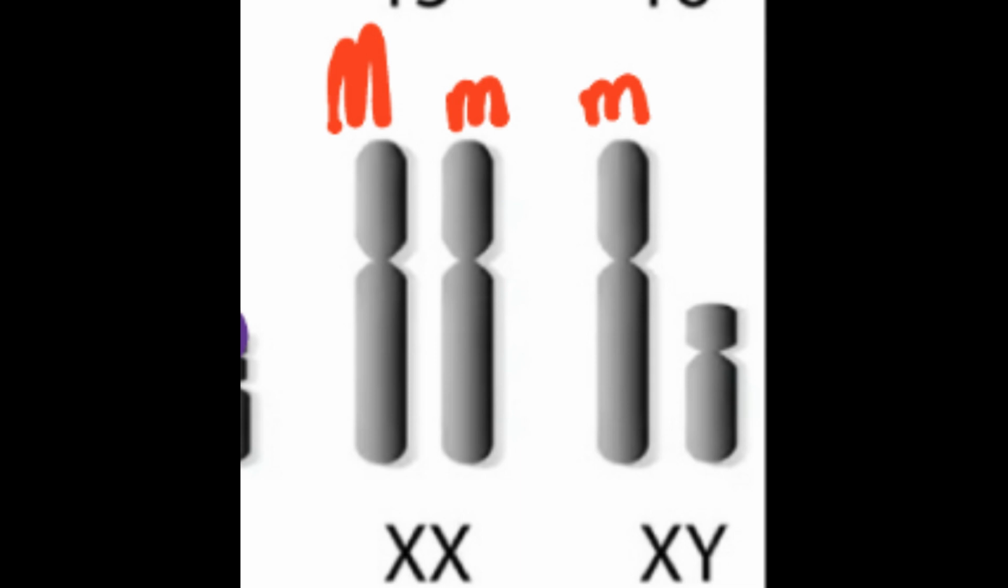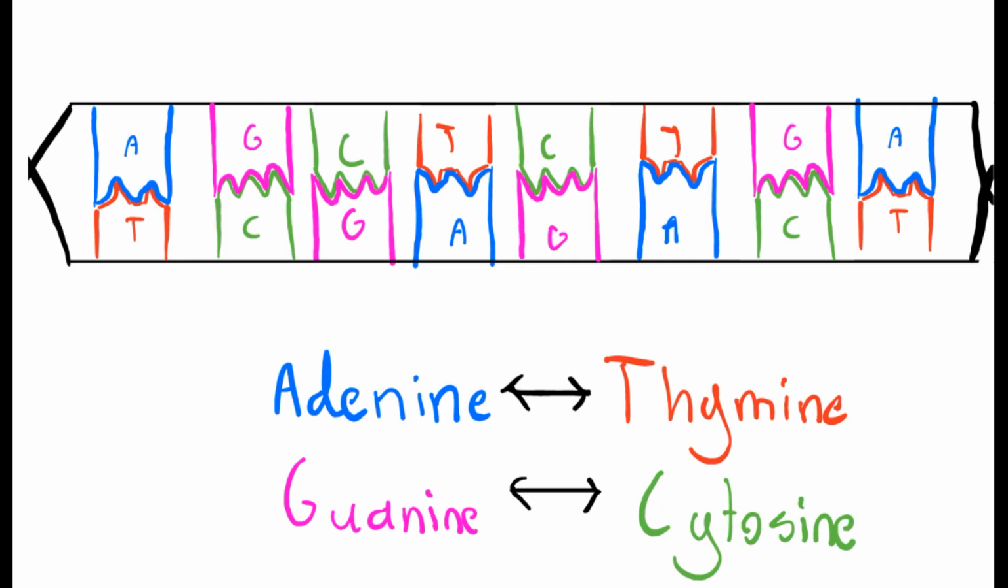Well, now you know a lot about traits and alleles, but how are they actually expressed? Let's unwrap DNA real quick. DNA is made up of 4 amino acids. Adenine always connects with thymine, and guanine always connects to cytosine. The order of these acids tell your body what to do.